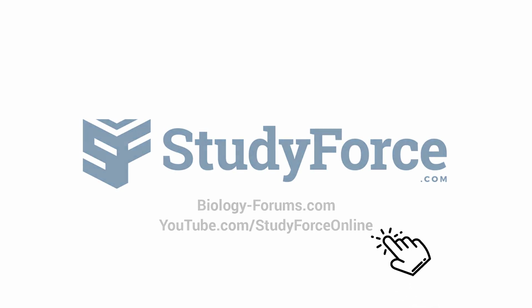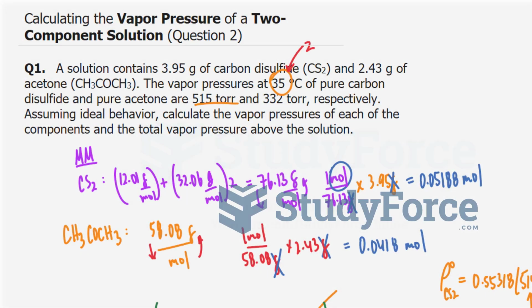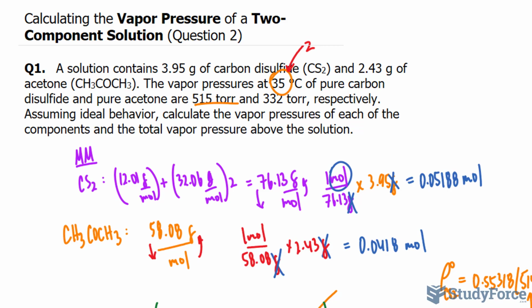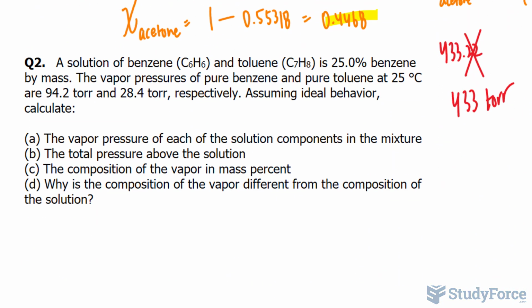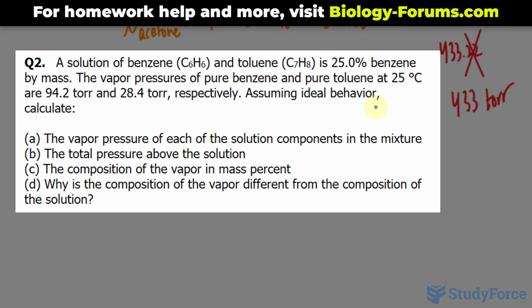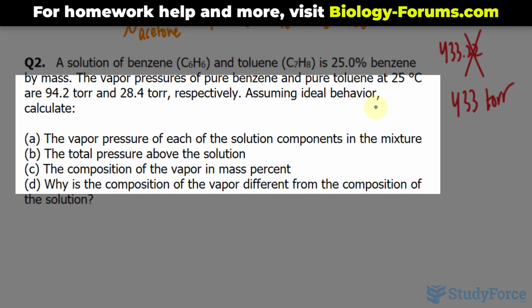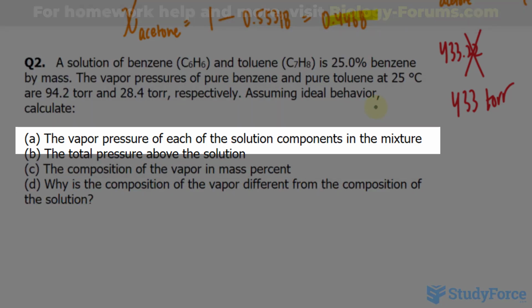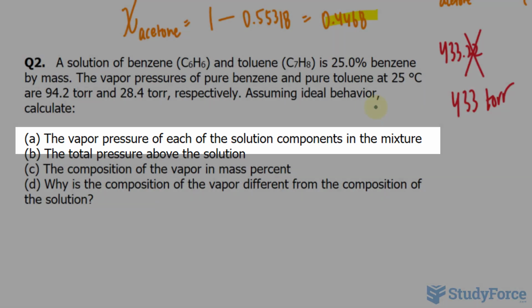Welcome back to question 2 of this series where we calculate the vapor pressure of a two-component solution. We ended off with question number 2, which reads: a solution of benzene and toluene is 25.0% benzene by mass. The vapor pressures of pure benzene and pure toluene at 25 degrees Celsius are 94.2 torr and 28.4 torr respectively. Calculate, we'll start with A, the vapor pressure of each of the solution components in the mixture.